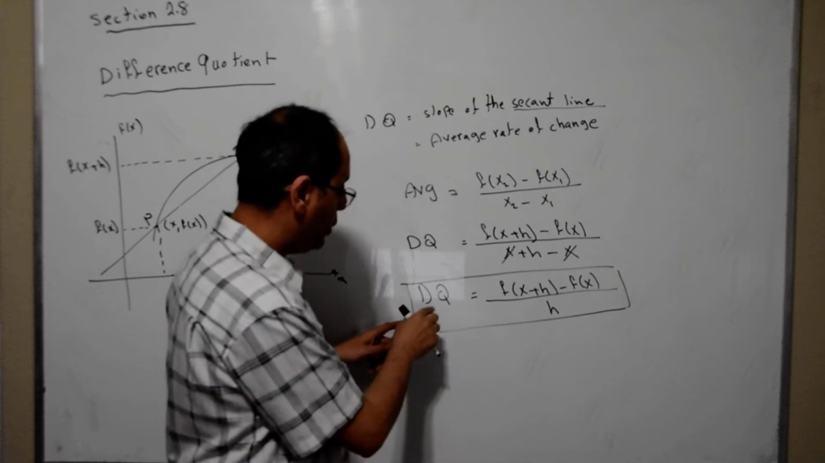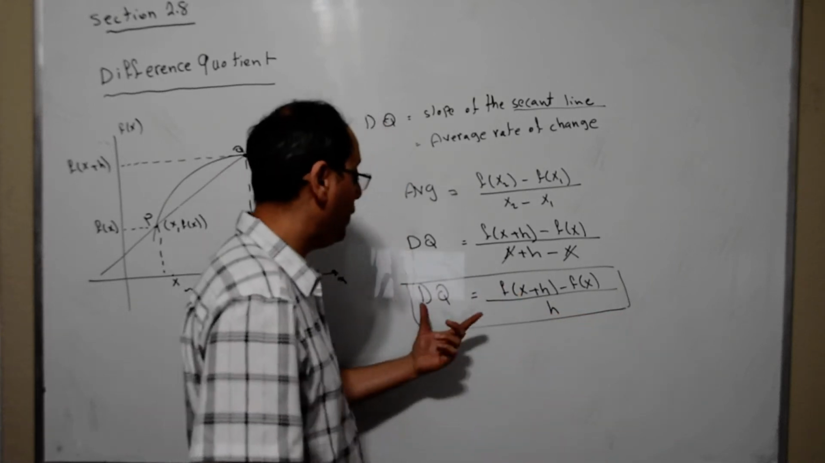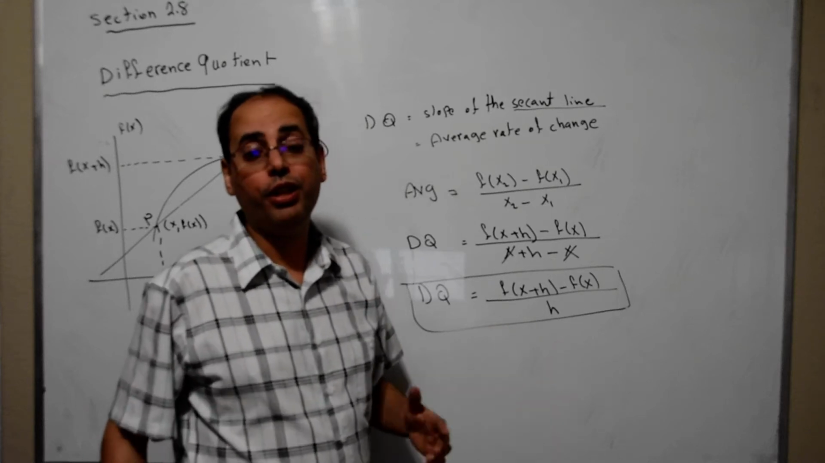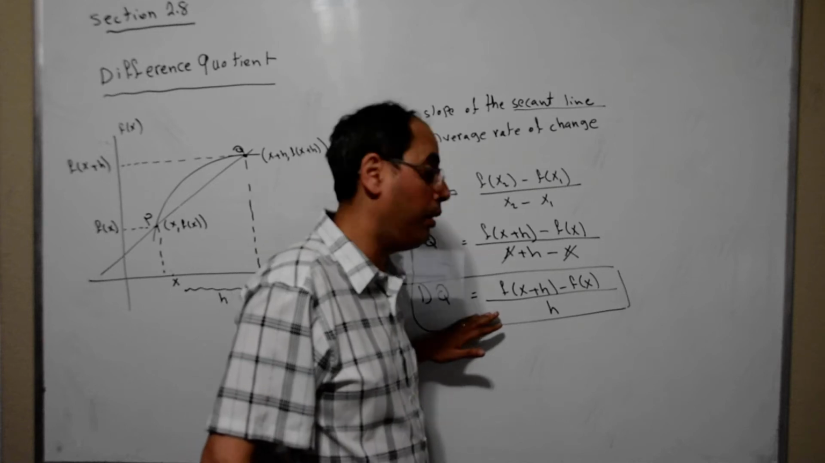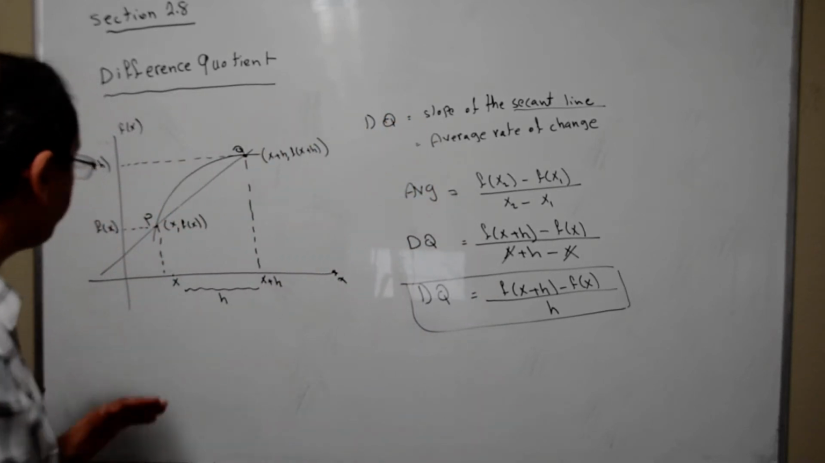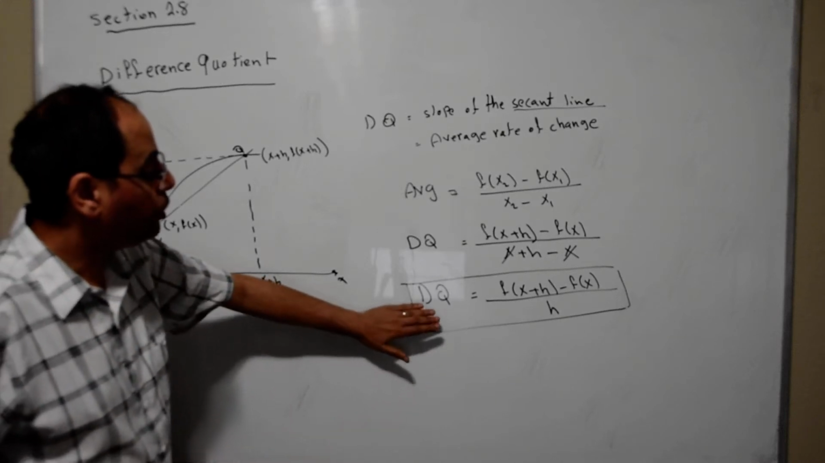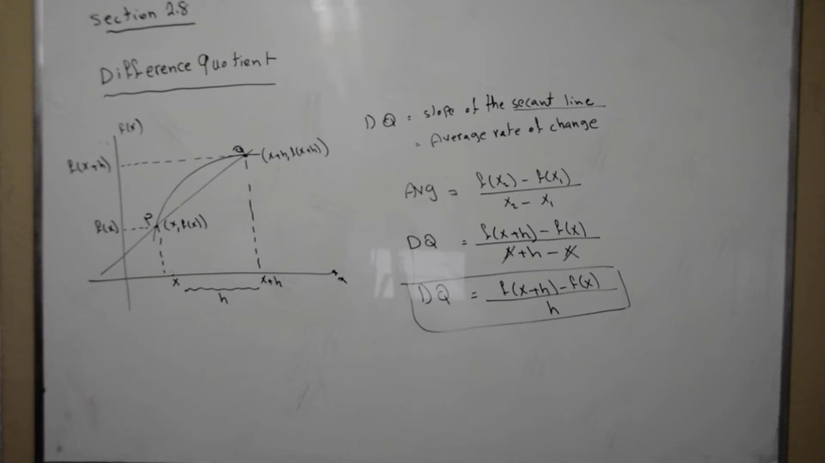By the way, if you take the limit as h approaches 0, that would be the derivative, which is half of calculus. So this is a very important formula in calculus. Okay? Alright, so I'm going to apply that in some examples. So let's go with example 1.